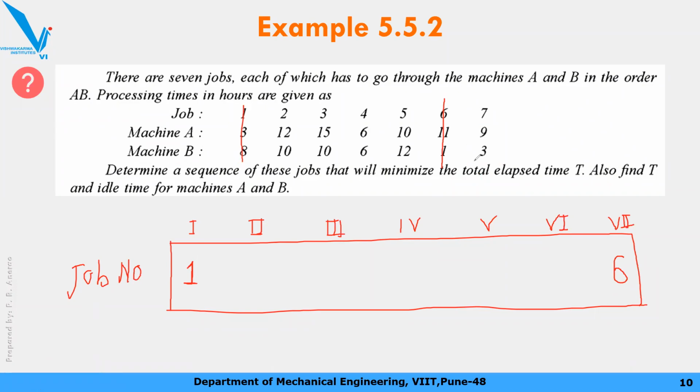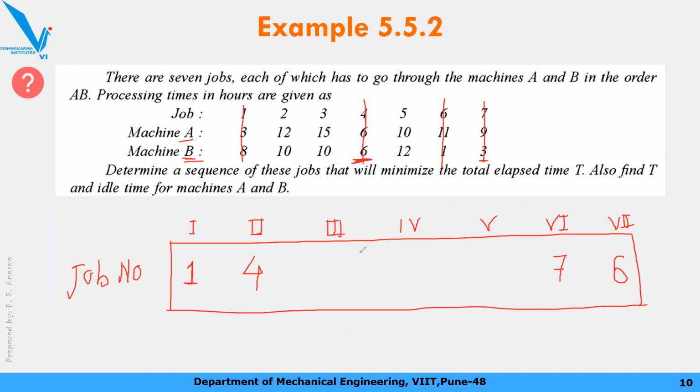Then again look for the least number. 3 is the least number which belongs to machine B. Okay, so machine B means right to left. So here you assign job number 7. Next least cost, job number 4. Now here is a tie between machine A and machine B. Okay, in both it is 6 hours, you can place it anywhere. So I'll assign it at this location 4.